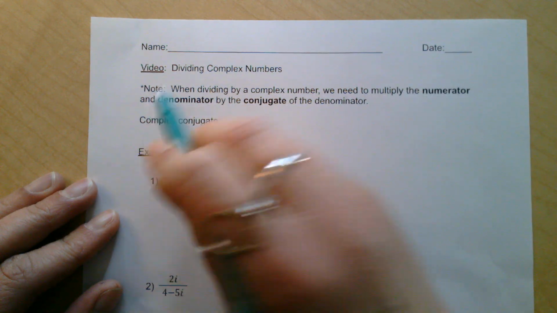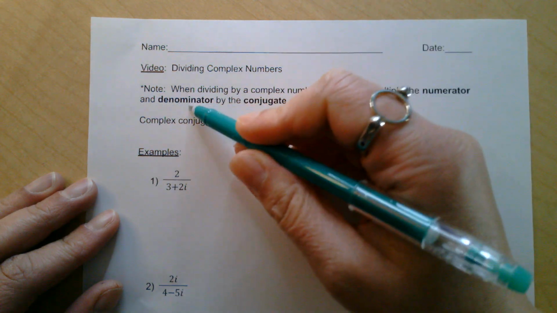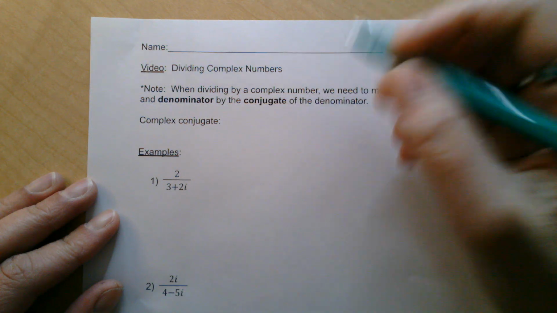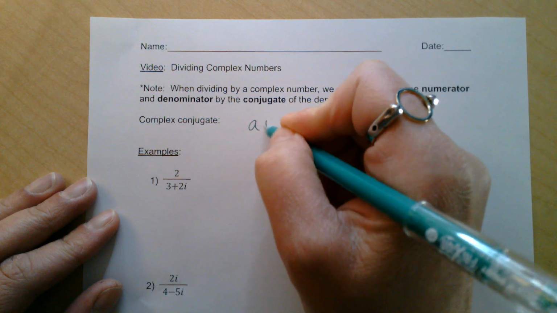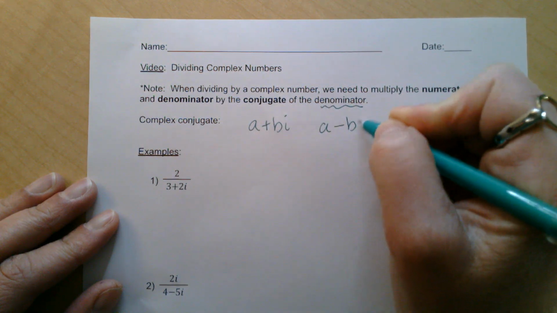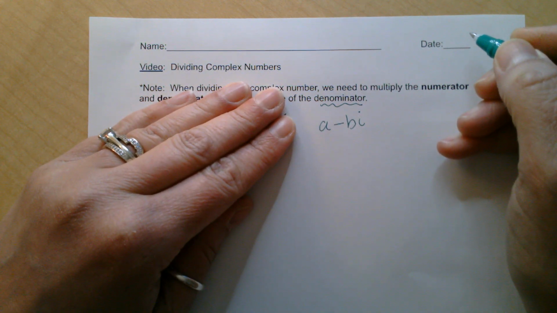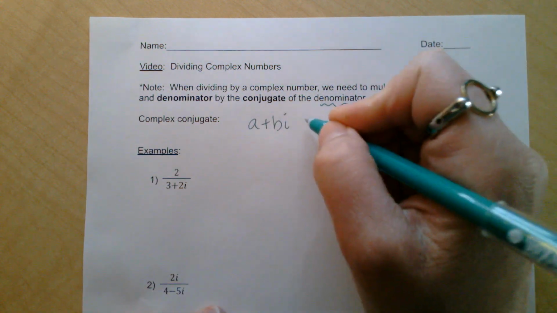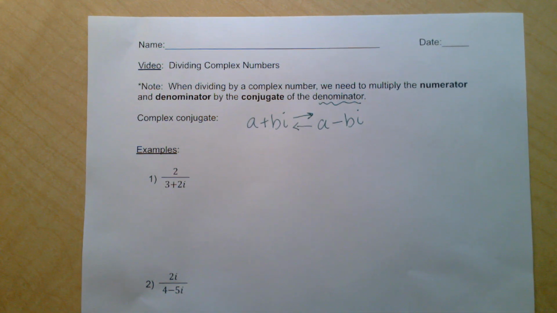Let's first note when dividing by a complex number, we need to multiply the numerator and denominator by the conjugate of the denominator. Complex conjugates come in the form of a plus bi, and its conjugate is a minus bi. Now, if we started off with the number a minus bi, the complex conjugate would be a plus bi. So these go either way. It just depends on what that denominator is showing you.